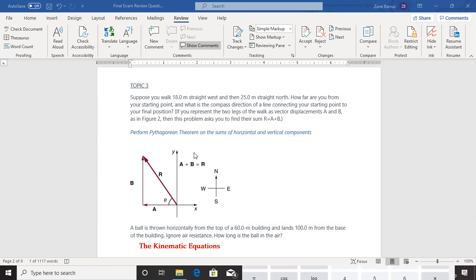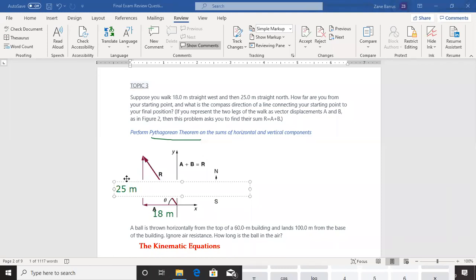If you represent the two legs of the walk as vector displacements a and b, as in figure 2, this problem asks you to find their sum, r is equal to a plus b. All that's saying is that we're going to use the Pythagorean theorem. Remember from geometry, the Pythagorean theorem is that a squared plus b squared equals c squared. They're telling us that we're walking 18 meters west. So that's like this leg of the journey right here, 18 meters west. Then we're going to be walking 25 meters straight north.